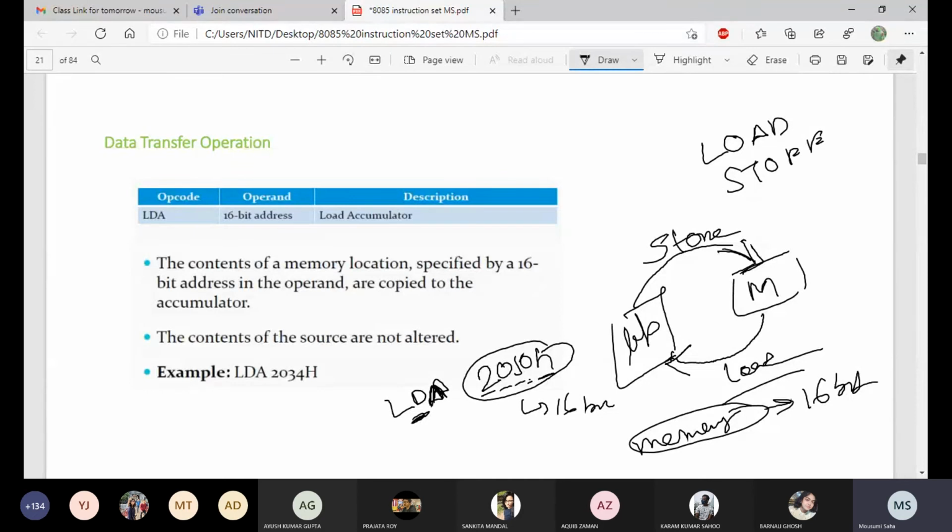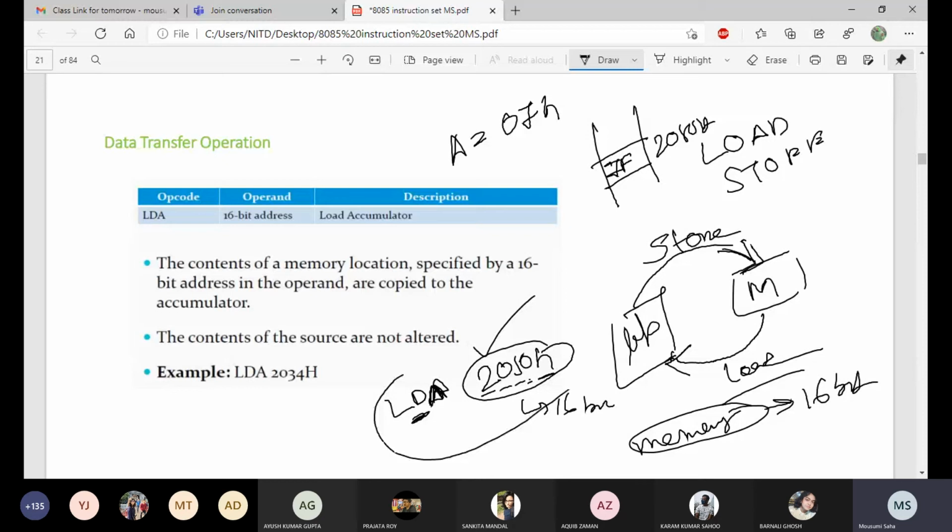So what will happen? Now suppose the content of the accumulator is 07H. After execution of this instruction, from the memory address 2050H, it is a load operation, so suppose there is 7FH in your memory. Now after the execution of this operation, what will it do? Load means that, suppose this is your microprocessor with its accumulator.